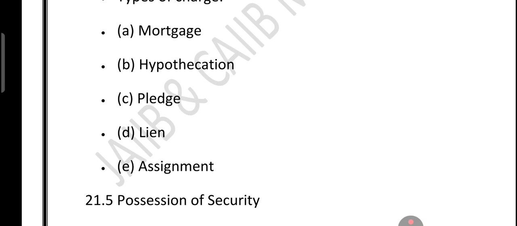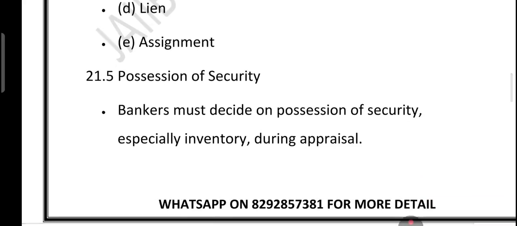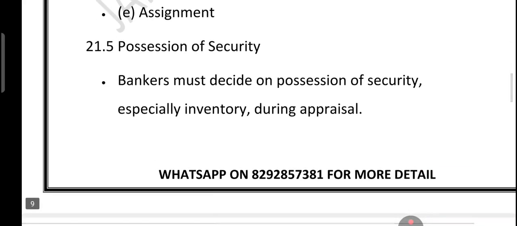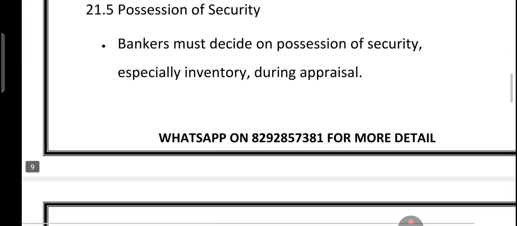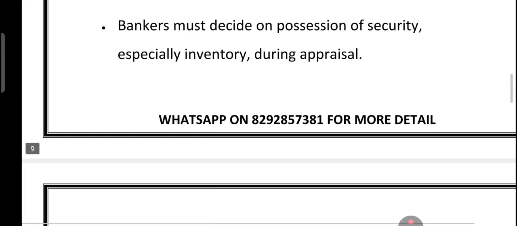Mortgage, in the case of receivable, trade receivable we have already talked about. Assignment is created. Lien is created in the case of fixed deposit, and pledge is created in the case of gold and shares. So these are the different kinds of charge we have. Now we have possession of security. Let's talk about who holds the asset, the bank or the borrower. Why does this matter? Because who is holding the security affects how much risk the bank is actually taking.